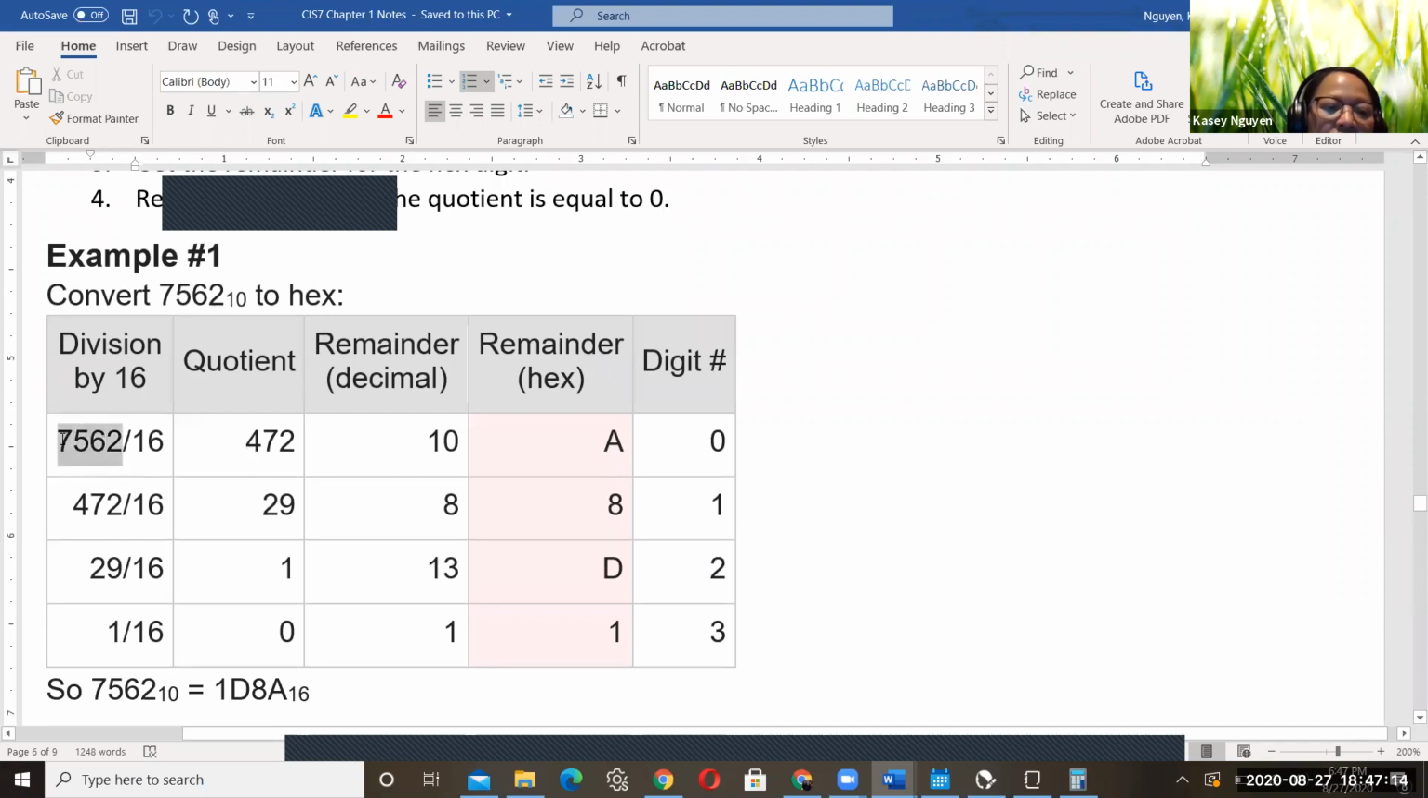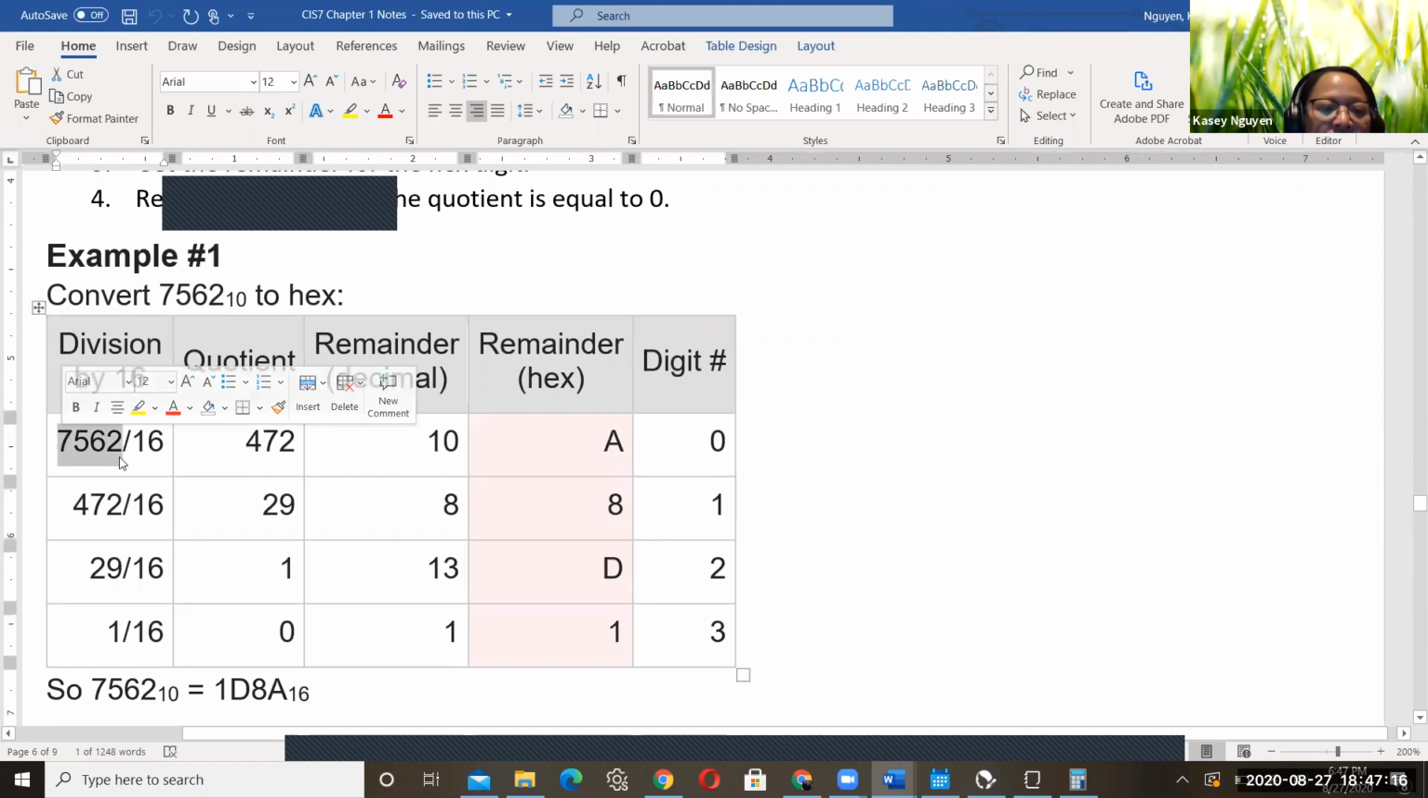In this example, you have 7,562 in decimal, and you want to make it into a hexadecimal. The first step is to take this value divided by 16. When you divide it by 16, your quotient is 472, but you should have a remainder of 10. That remainder 10 tells us that 10 is A. Since we still have a quotient that is not 0, we have to continue to divide it again. So 472 divided by 16 gives you 29 as quotient with the remainder of 8. 8 is 8 in hexadecimal, so we record the 8.